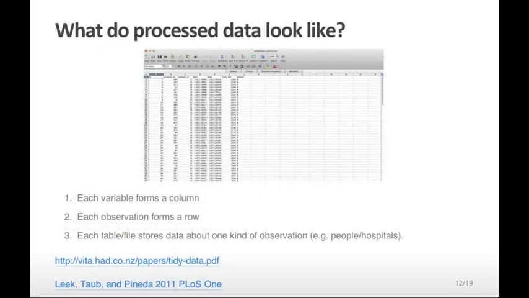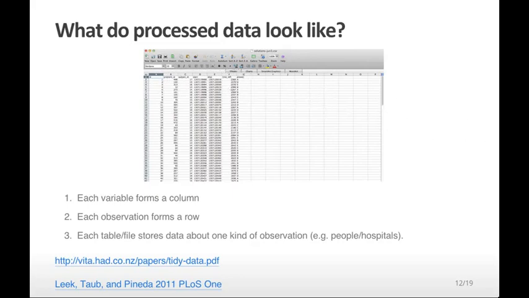So what do processed data look like? They look something like this. This is an example from a paper that we published in 2011 on peer review. Each variable appears in one column, and each row corresponds to one observation. So for example, this column only contains the variable on which time the review was completed. Meanwhile, this row contains all the information about that particular review.